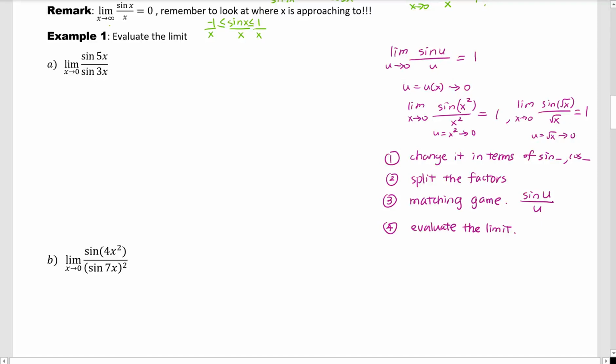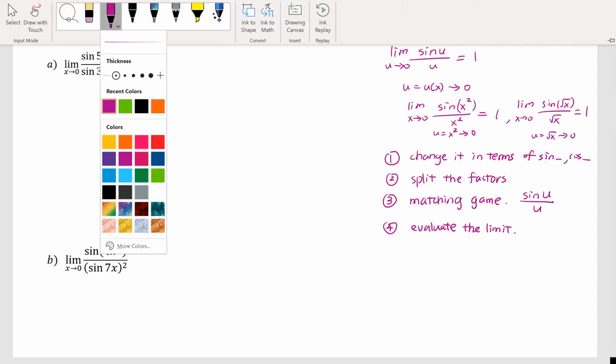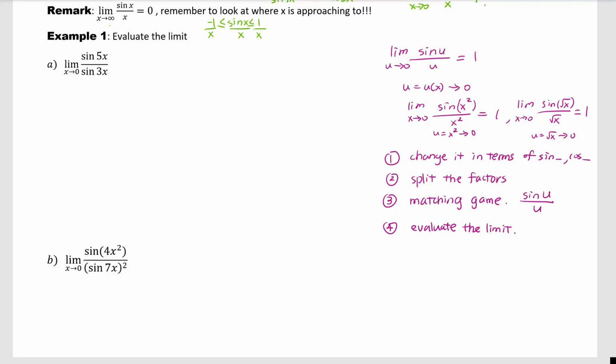Okay, so let's see our example. We will do a lot of examples, then you can get the idea of what I mean. So first step: well, it's already in terms of sine, so that's good. And then next, we're going to split the factors. So how do we split the factors? I get sine 5x on top, and I have sine 3x in the bottom. See, I split them.